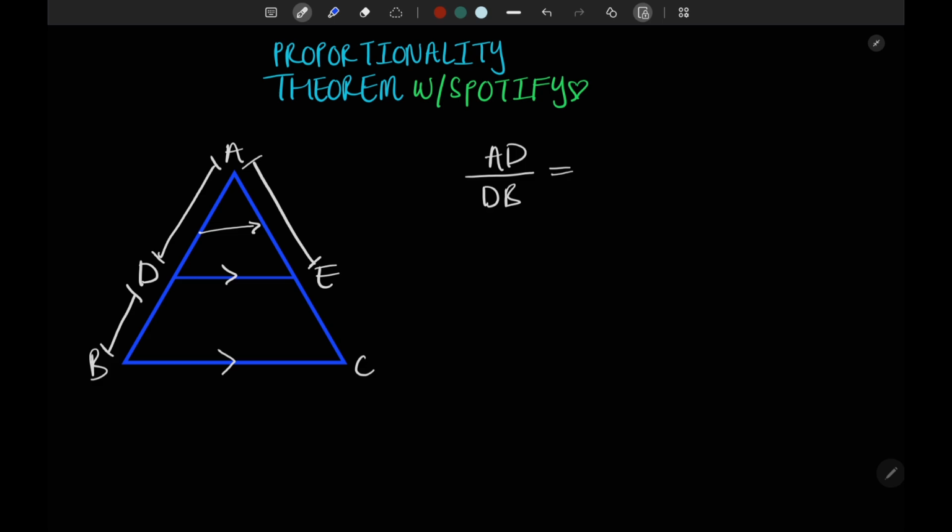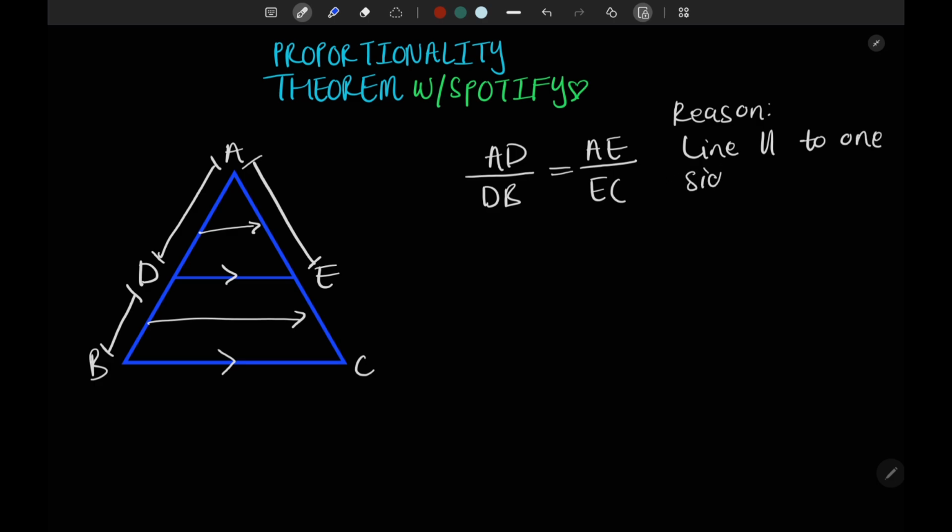The sides always have to match. So let's say AE over, we said DB. DB is from here to there. Which side matches? It's side EC. So E and C. After you write the statement, you always have to give a reason. Your reason would be line parallel to one side of triangle. Your triangle is ABC. Now, there are different ways in which you can prove this theorem.